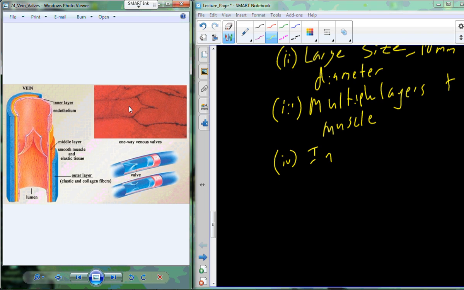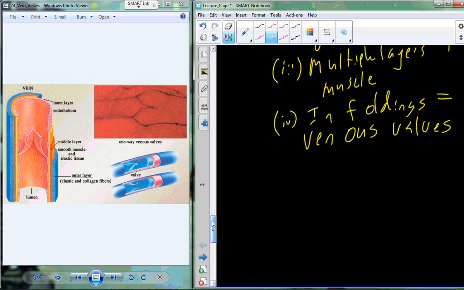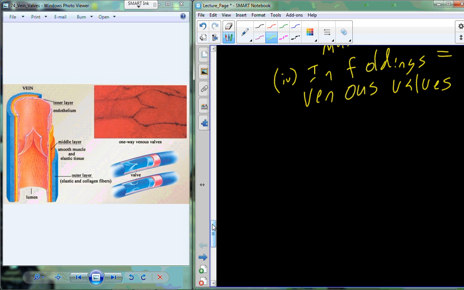And the inner layer, which is actually endothelium, there's going to be these flaps that form. And I'm going to call them infoldings. So the endothelial tissue is going to fold inward, and it's going to form venous valves. Now these venous valves become really, really important structures when we're talking about blood flow.